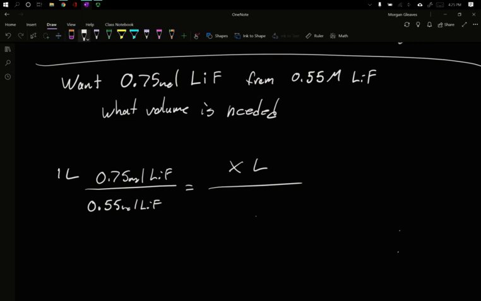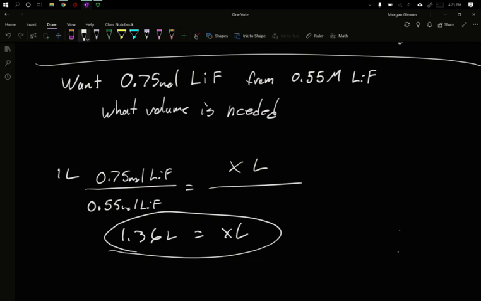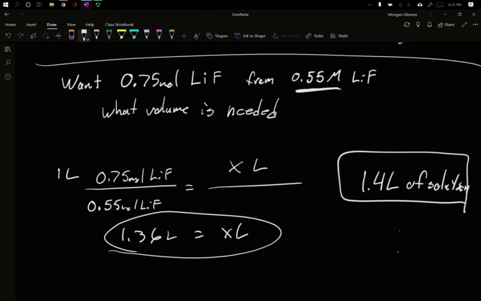1 liter times 0.75 divided by 0.55. What we'll find is that x must have equaled 1.36 for this to be true. So what volume do I need if I want to have 0.75 moles? Well, a little over 1 liter. I needed more moles than were in 1 liter, and so I needed more than 1 liter. What I find is I need, with 2 sig figs, 1.4 liters of solution. That will obtain me my 0.75 moles of lithium fluoride.